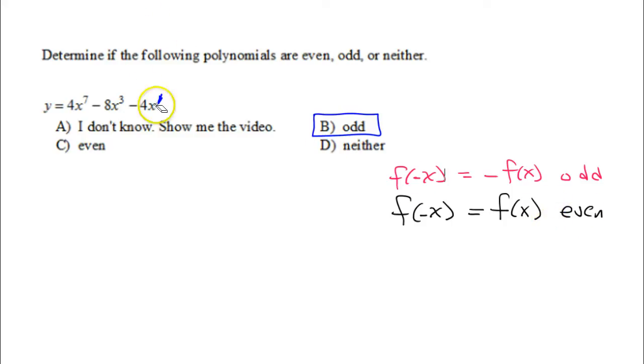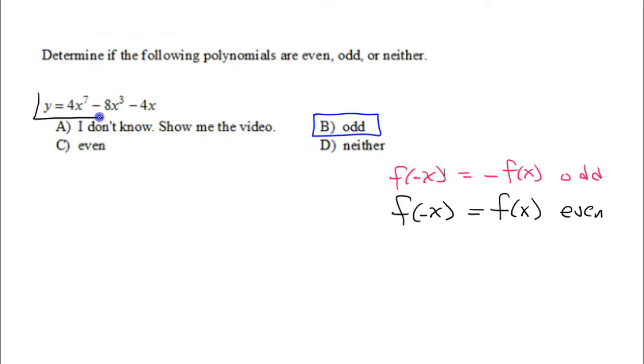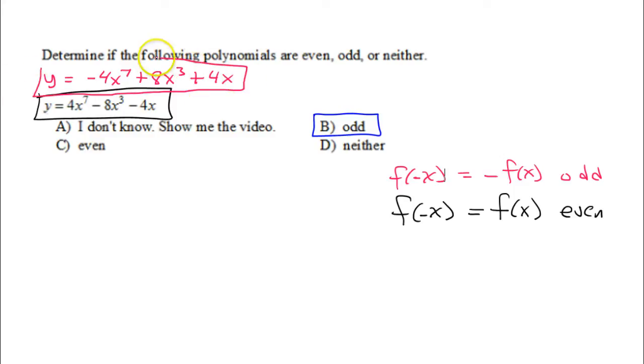So obviously we have the original function here. I'll just put a box around that. Let me write the negative function for comparison. If I had negative 4x to the 7th power, positive 8x to the 3rd power, and positive 4x, this is the negative function. I just distributed negative 1 through everything.